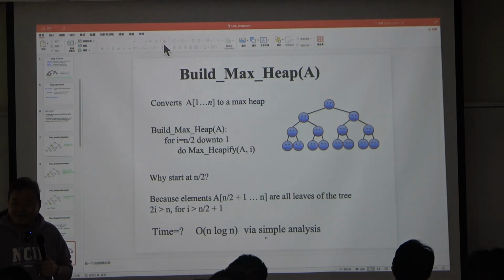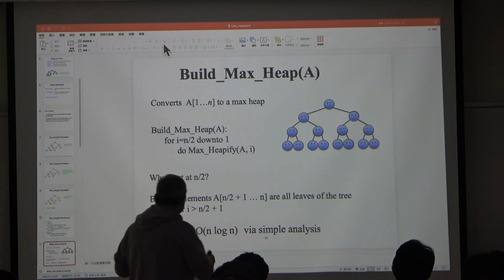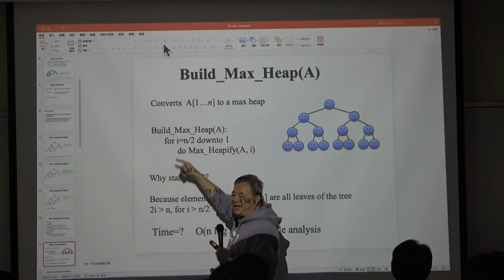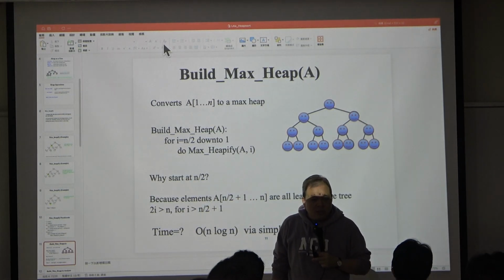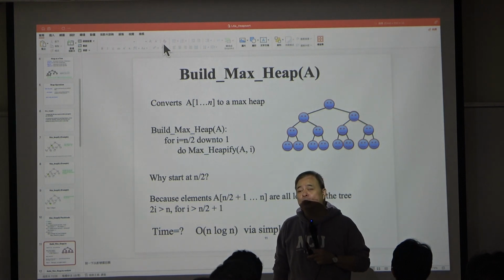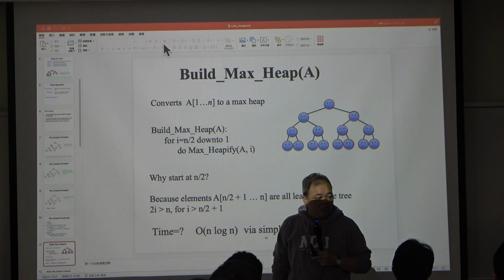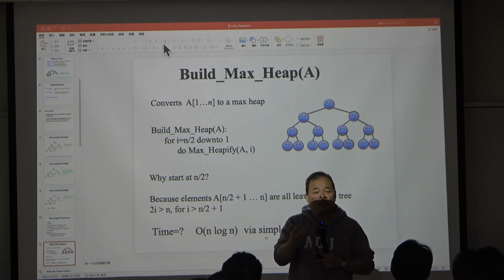Why do we need to start from n divided by 2? Because any index higher than n divided by 2 has no children, right? If a node has no child, and you only look at that node as a subtree, it has no way to violate the max heap property, right?